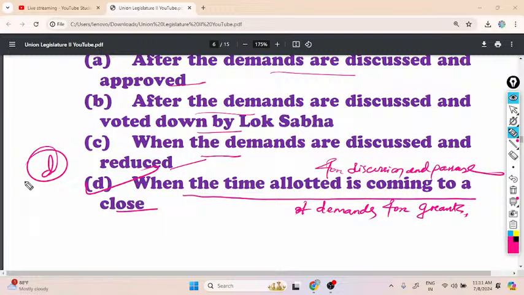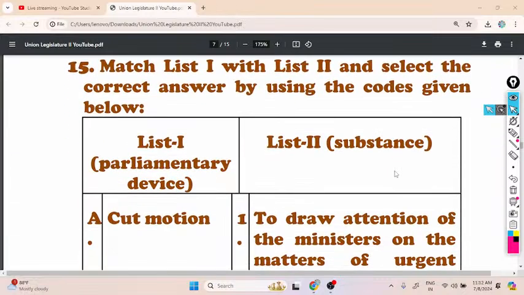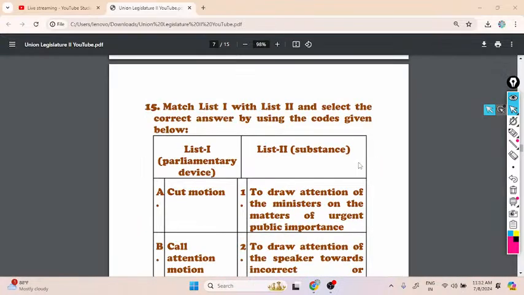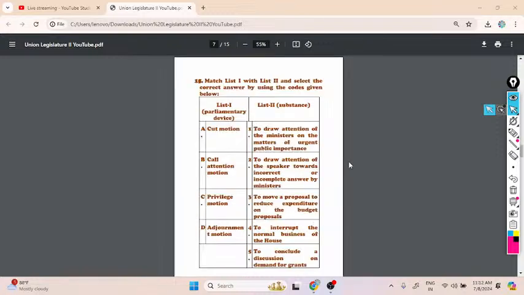Okay. So that is there. Next we'll come to question number 15. Question 15 is about cut motion. Let me reduce the size of the screen for your visuals. I hope you can see the motions. Is it visible or comprehensible to all of you? Look at match list 1 and list 2.